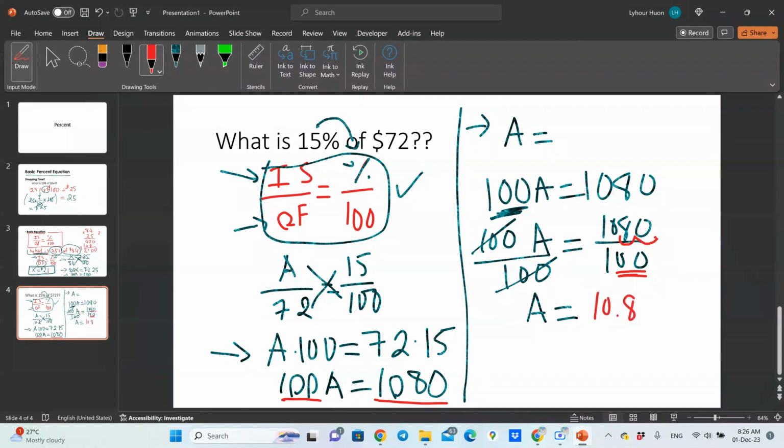Do you agree? There was a decimal? 1080, where is the decimal? It looks like there's no decimal, but the decimal is actually here. Why? Can we write it like this, 1080.00? Is this the same? Like this and this, is this the same?